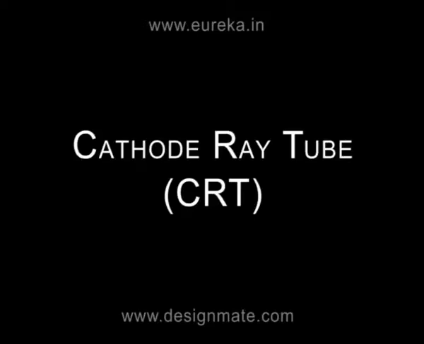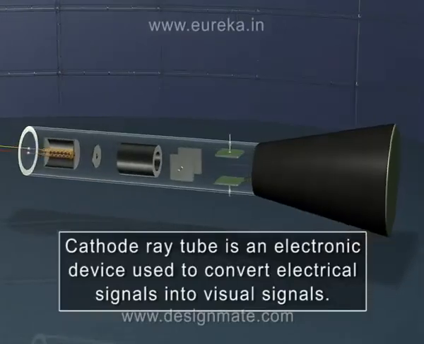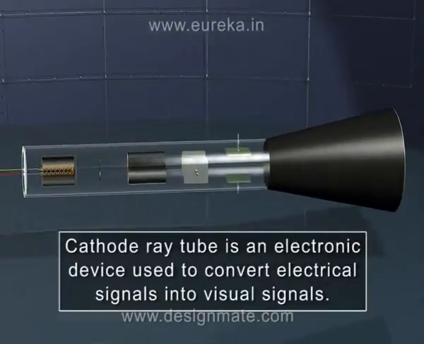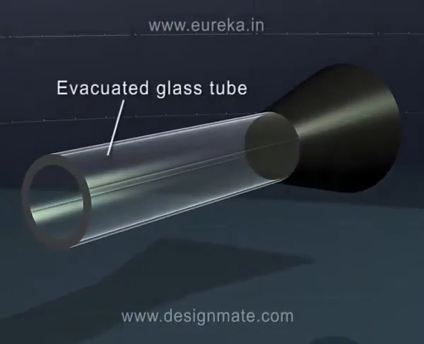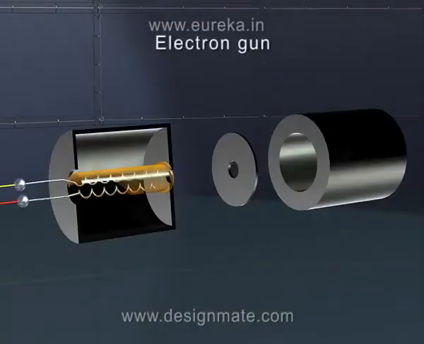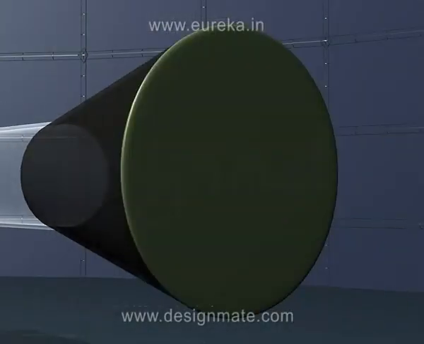Cathode ray tube. A cathode ray tube is an electronic device used to convert electrical signals into visual signals. The main parts of a cathode ray tube are the evacuated glass tube, electron gun, deflecting system, and fluorescent screen.